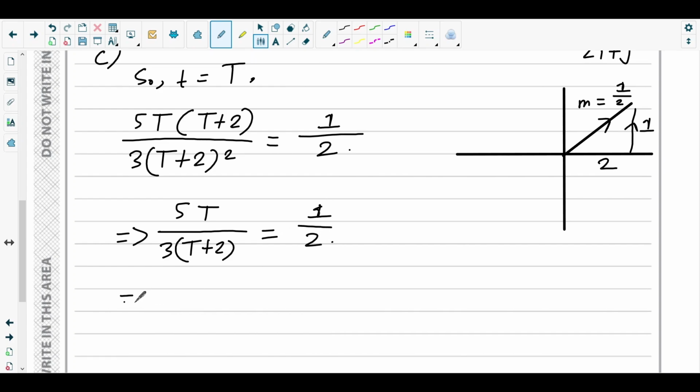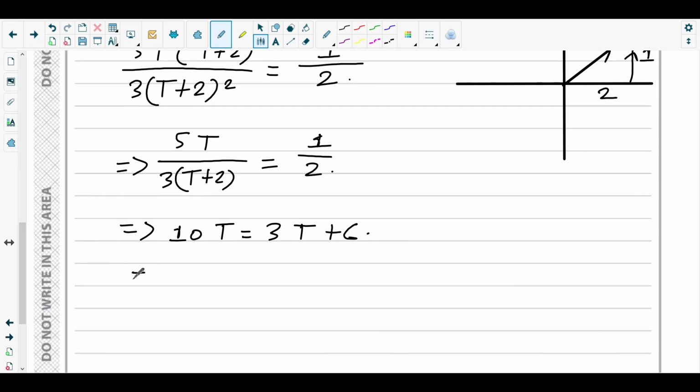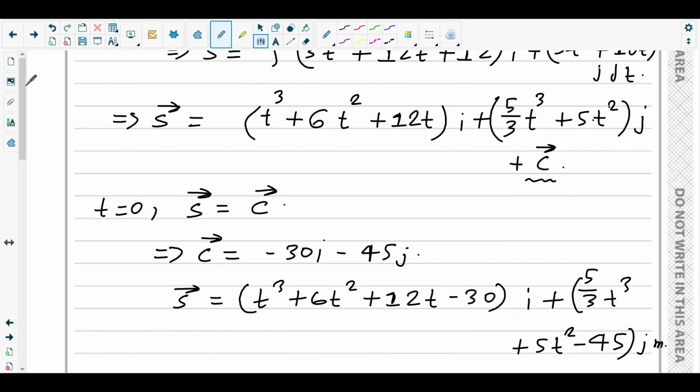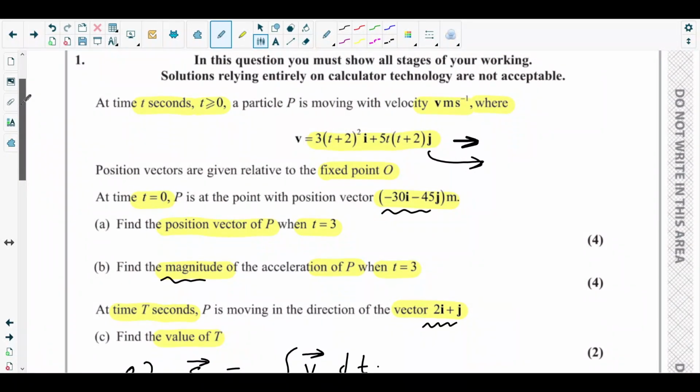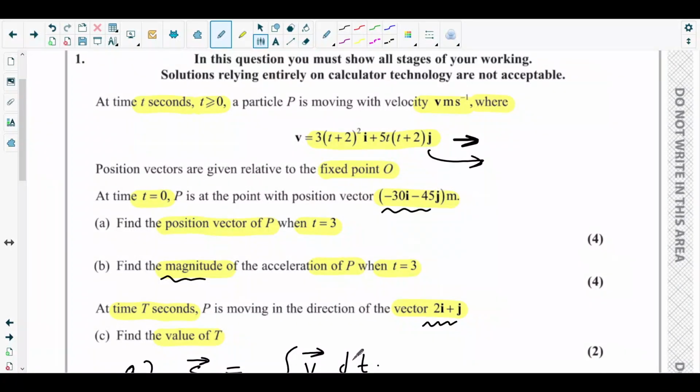If you do cross multiplication, you will get 10T equals 3T plus 6. Now just make capital T the subject. So 10T minus 3T is basically 7T equals 6. So the value for capital T is basically 6 over 7. That's what we got, the value for capital T, and this is what part C of question number 1 has asked to find out. Fine.